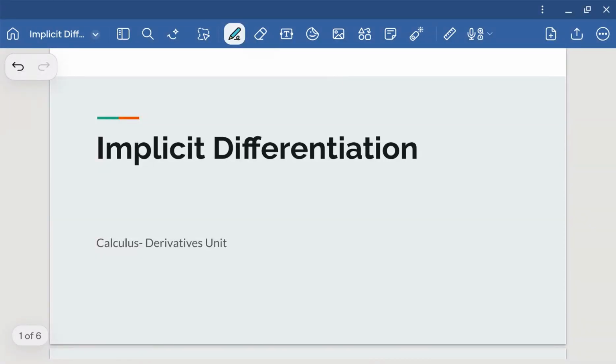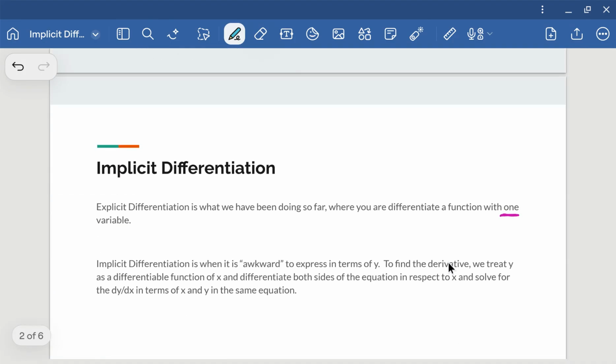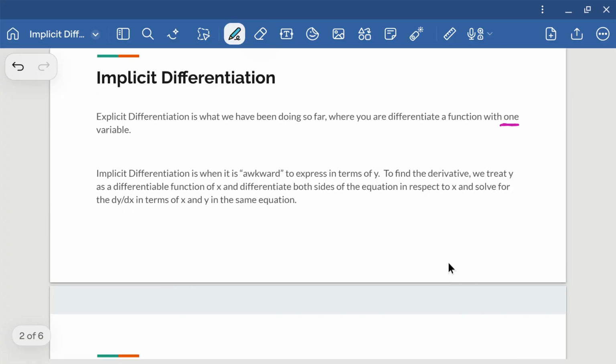The derivative unit. This is one of the last things you'll probably cover, and it's implicit differentiation. And this is, I would say, one of the harder parts of this unit, and a lot has to do with the notation. So what we've done so far is explicit differentiation, where we are differentiating a function with one variable. So when we are differentiating, we could use that notation dy over dx. That's the same thing as saying we're taking the function's derivative, or f prime of x.